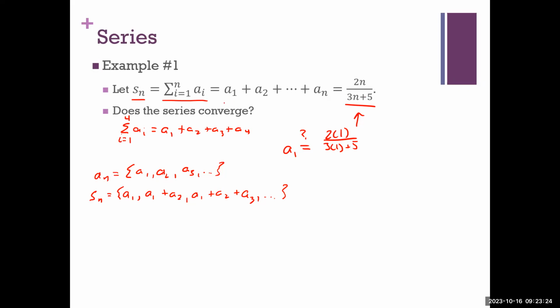So if we add n terms together, we get this. So now we're building up to this thing: the sum from 1 to whatever n I have. If I add up all those, if I find the nth partial sum, it'll equal this: 2n over 3n plus 5.